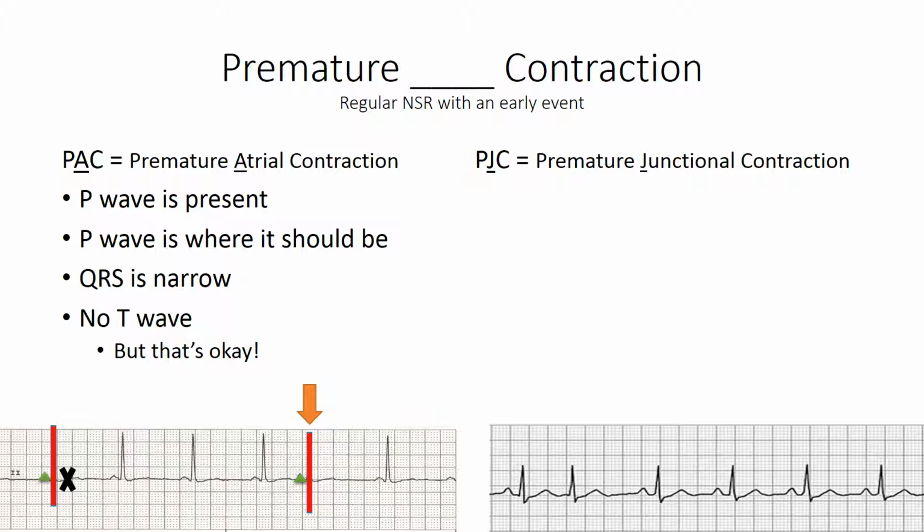Since we know that there is a P wave and it's in its proper place, we know that the originating impulse comes from the atria, so we call it a premature atrial contraction.